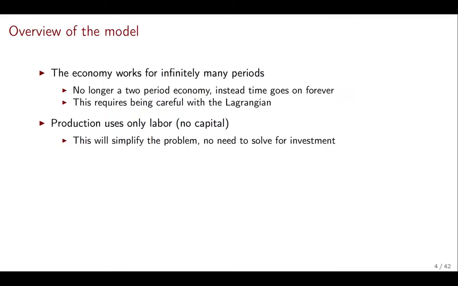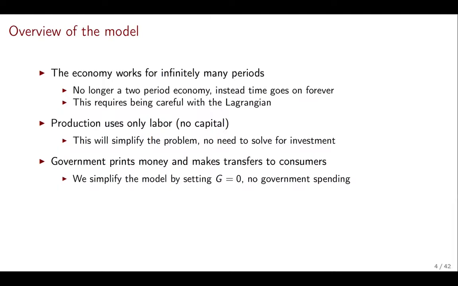Now, production is going to be kept simple. There is no capital, there is only labor, and so we don't need to worry about investment. So the problem of the firm is going to be simplified so that we can focus on the main issue, which is going to be money demand. The government prints money and makes transfers to consumers. We're also simplifying here because we are setting government spending to 0. Because there is no government spending, then we don't have to worry about that portion of the economy for now. Instead, we can just worry about the money supply side that's going to come from the government budget constraint.